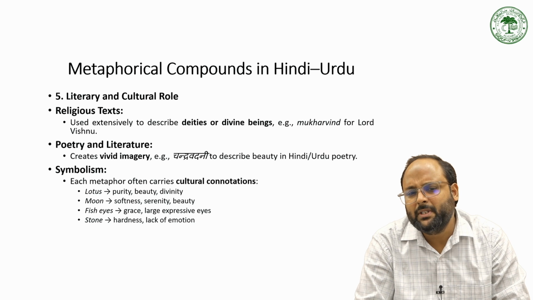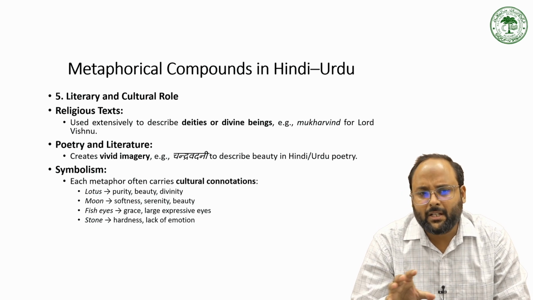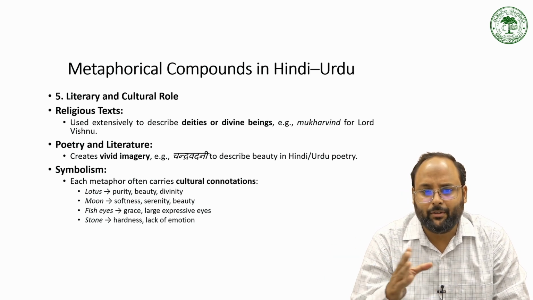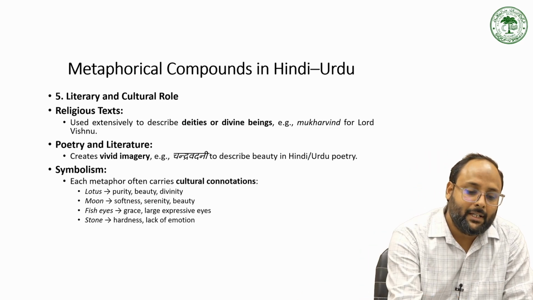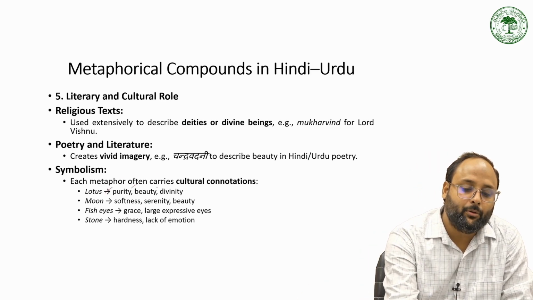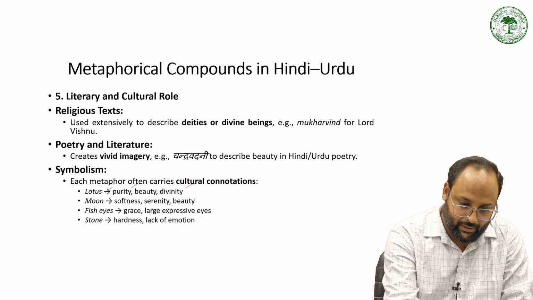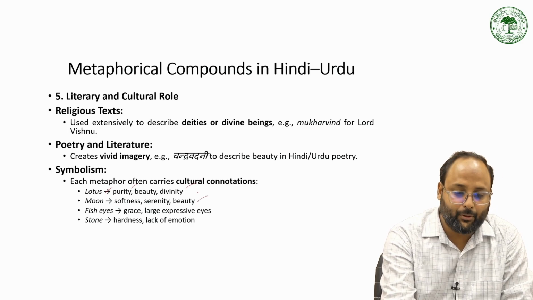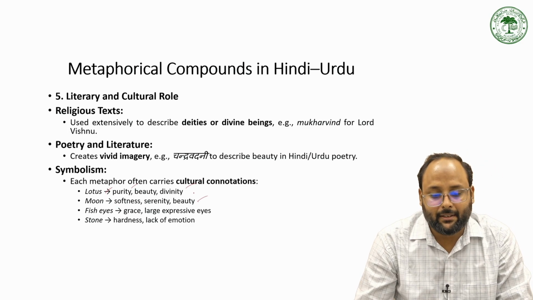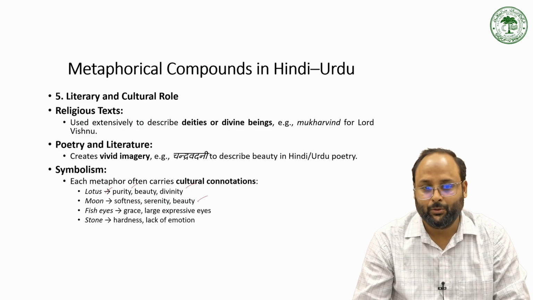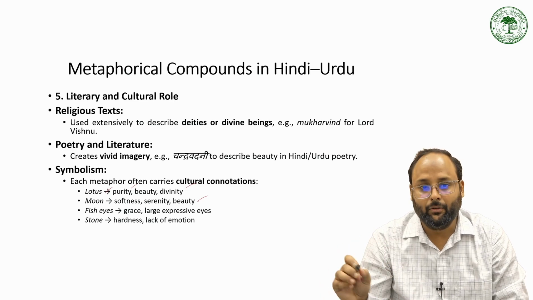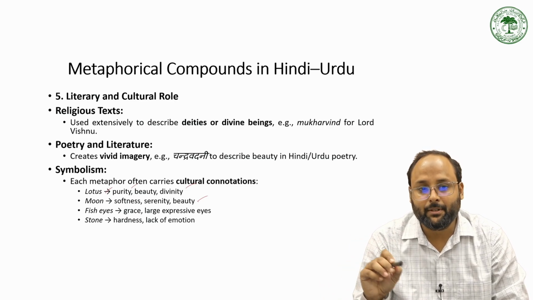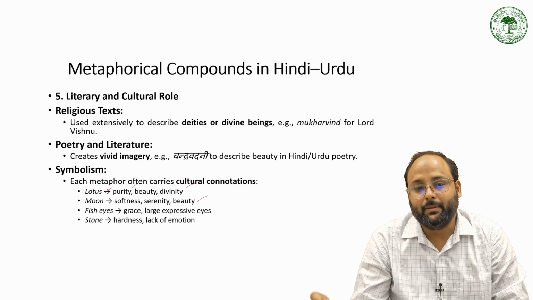And symbolism means there are some cultural connotations in the language that we have already discussed. Like in our culture, lotus is a metaphor for purity, beauty, divinity. Moon for softness, serenity, and beauty. Fish eye for grace, a large expressive eye. Stone for hardness and lack of emotion. So these are the cultural connotations involved in the metaphors. So they have some symbolic connection in the meaning.